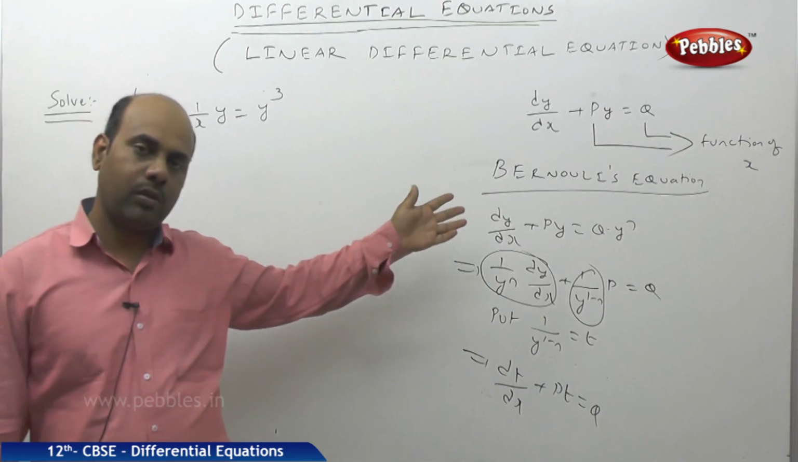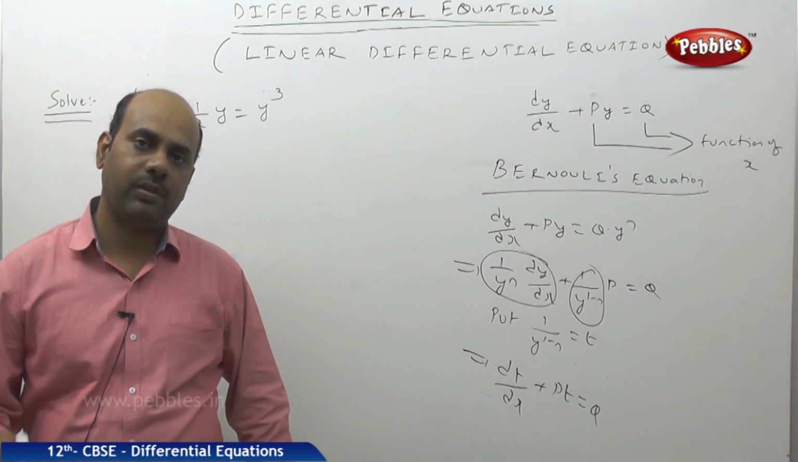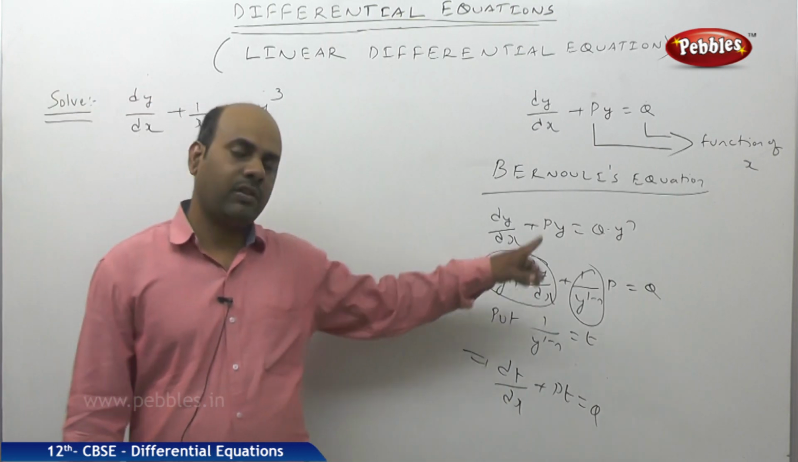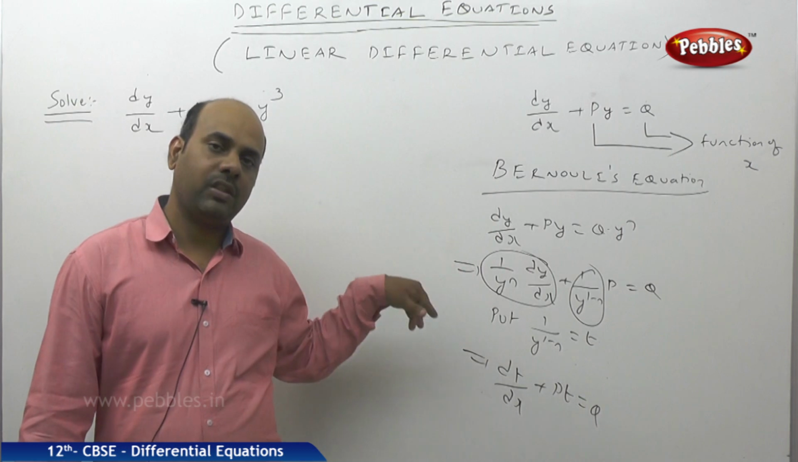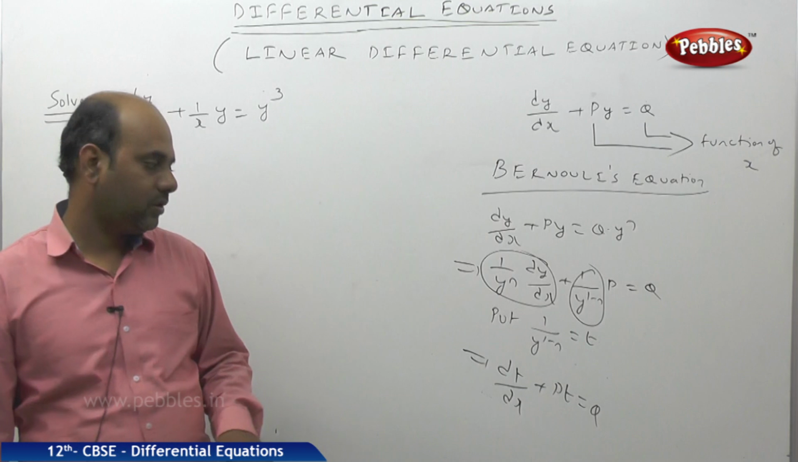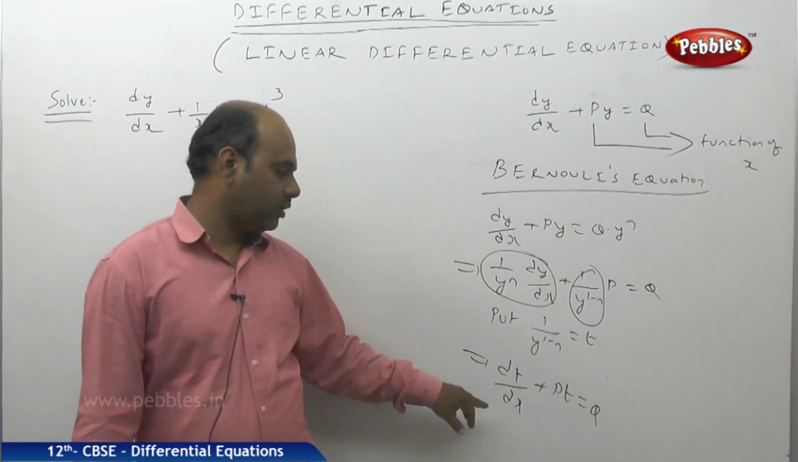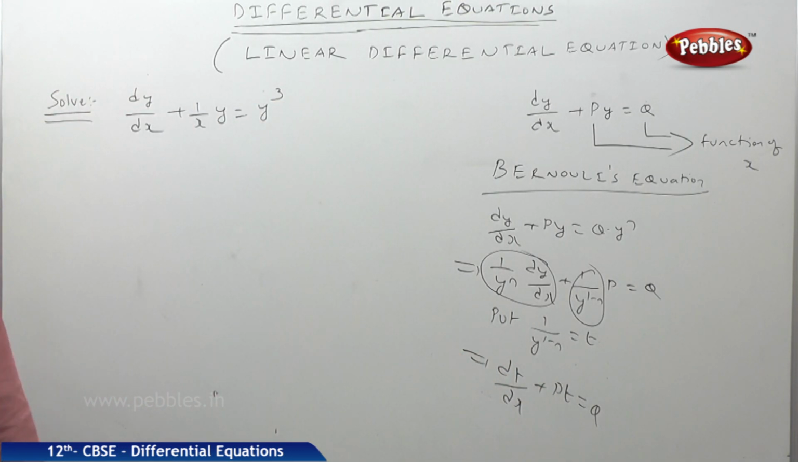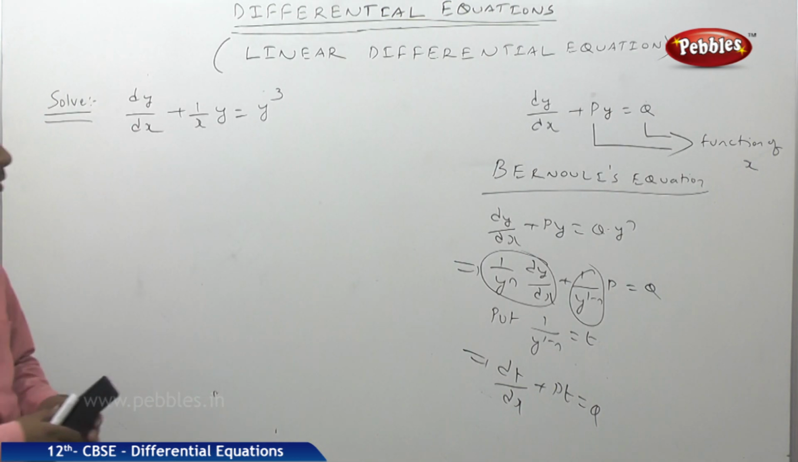Once again I am repeating: what do you mean by Bernoulli's equation? An equation of the form dy/dx + Py = Q yⁿ is called a Bernoulli's equation. For the procedure, we need to divide by yⁿ on both sides, and after dividing, we put 1/y^(1-n) equal to t. So this becomes dt/dx + Pt = Q, which turns into a linear differential equation, and the procedure is as usual. Now we shall be solving this problem.